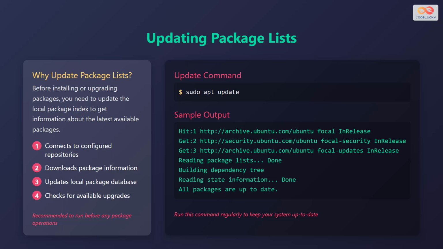It is highly recommended to run this update before any package operations to ensure you're working with the most current information. To update your package lists, simply use the command sudo apt update. Here is a sample output you might see, which includes details like hit indicating successful connections to repositories, get indicating downloading of new information, and finally a message confirming that all packages are up to date. You should run this command regularly to keep your system up to date.